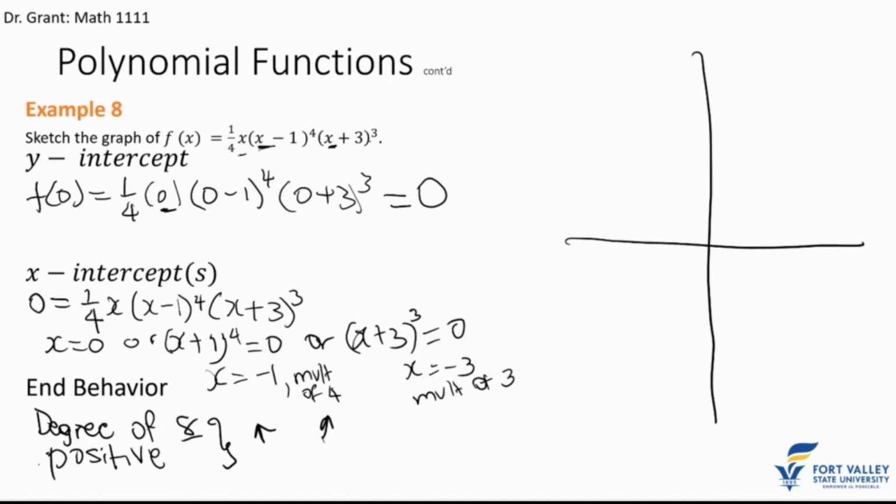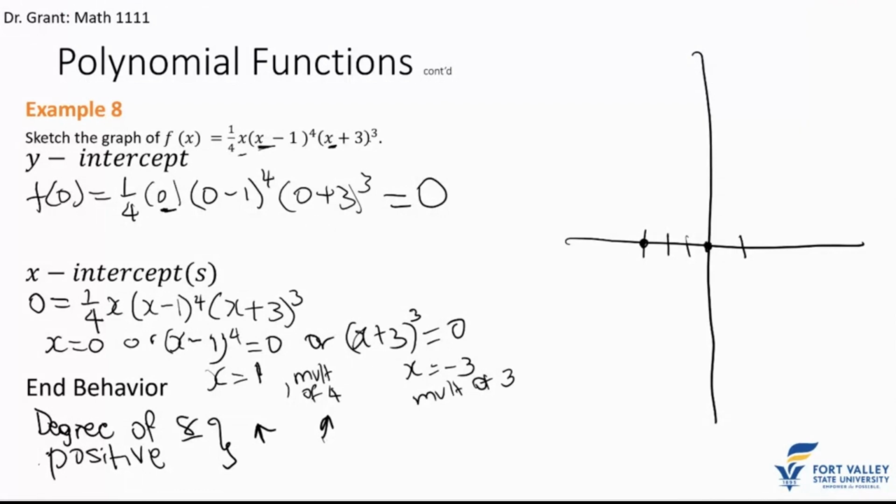So my points are at, oh, sorry. I know you guys are like, how did that become a positive one? It should be a -1 here. So x is equal to -1 is the root. So here is -1. And then -3 is here. My y-intercept is at 0, and so is my x.